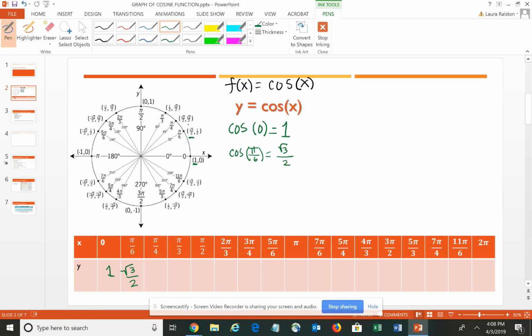Continuing that rotation, if we look at the cosine of pi fourths, we have the square root of 2 over 2. For pi thirds, the cosine is 1/2. And at the quadrantal angle of pi halves, the cosine of pi halves equals 0, because the x coordinate for the angle pi halves is 0. Okay, so since it equals 0, that's one of our zeros or x-intercepts.